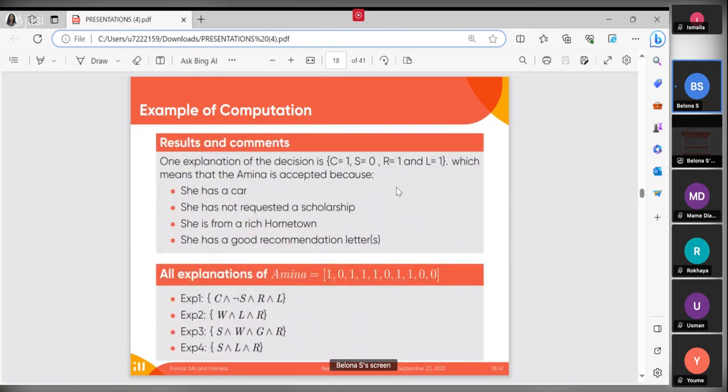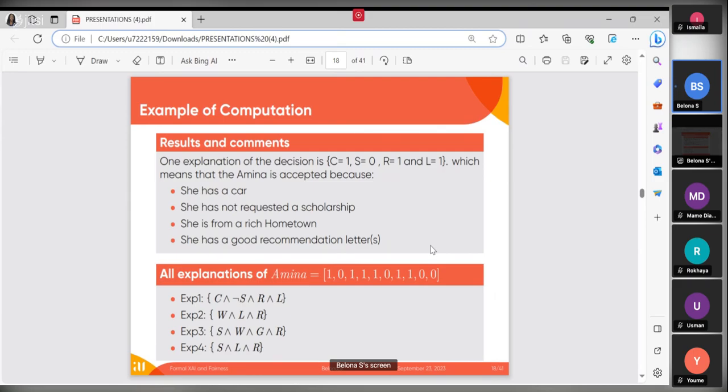Okay, as you can see here, what it means is that Amina was accepted because she has a car, because she has not requested a scholarship, because she's from a rich hometown, and because she has a good recommendation letter. But what you should know is that for one individual, we not only have one explanation, we can have many explanations.